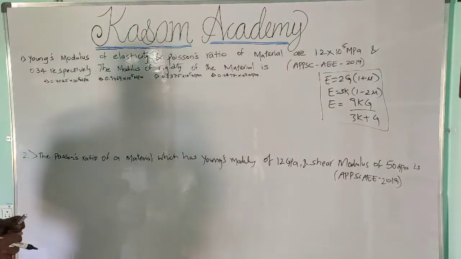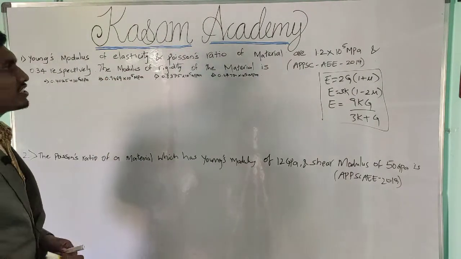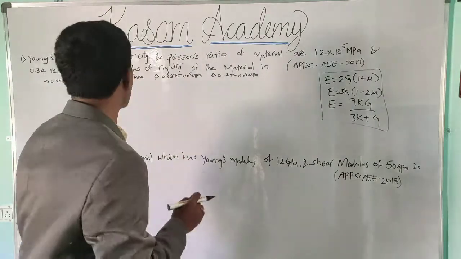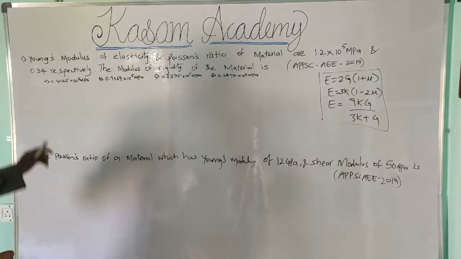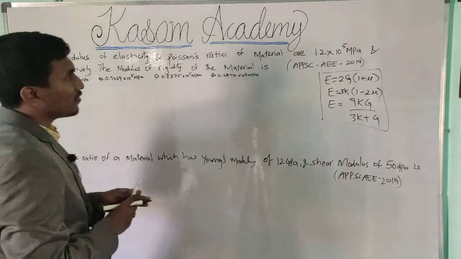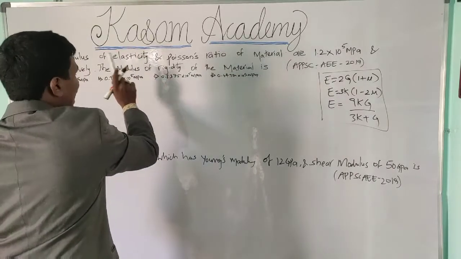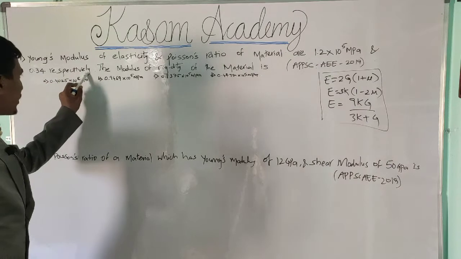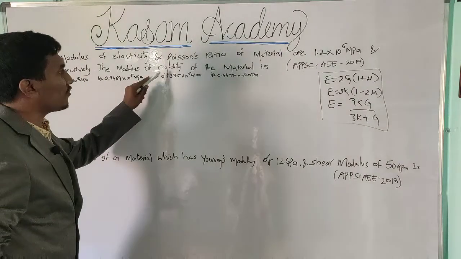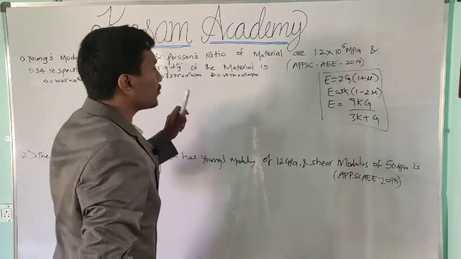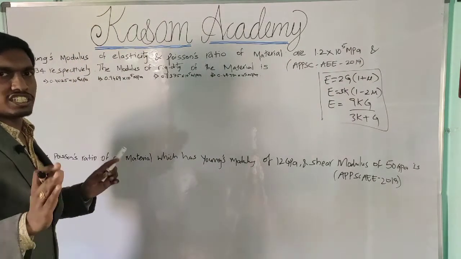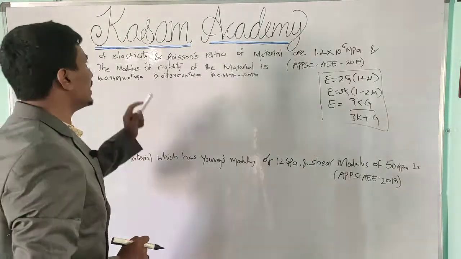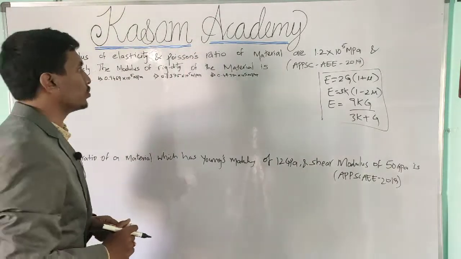The first one: Young's modulus of elasticity and Poisson's ratio of a material are 1.2 into 10 power 5 megapascals and 0.34 respectively. Respectively means the first value is related to elasticity and the second value is related to Poisson's ratio. This is the meaning of respectively. And here they are asking for the modulus of rigidity, G. Modulus of rigidity is denoted by G, elasticity is denoted by E, and Poisson's ratio is denoted by mu.